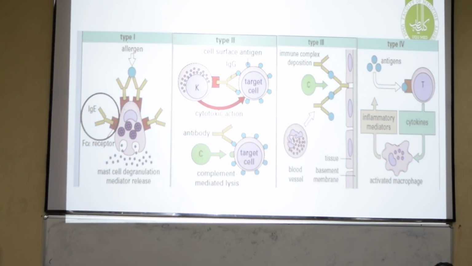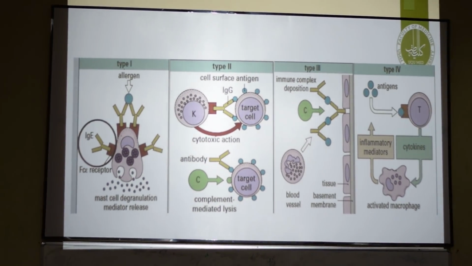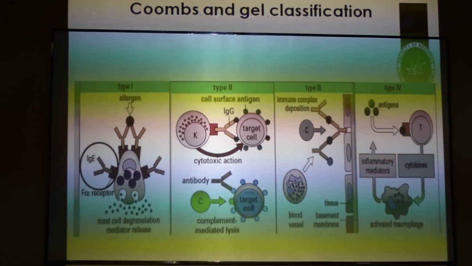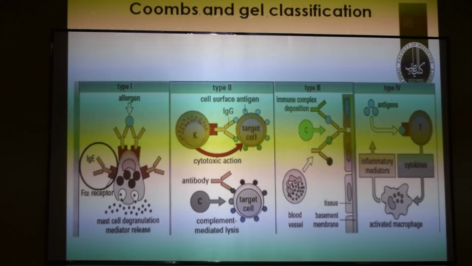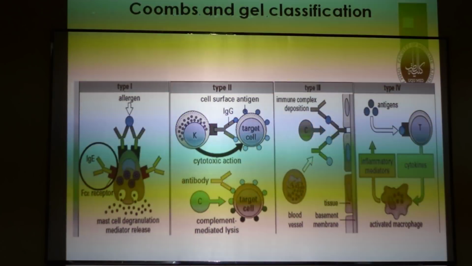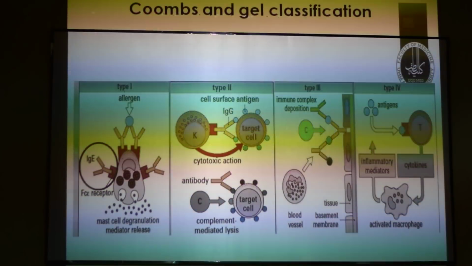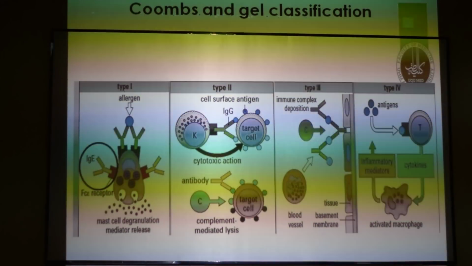Type 4 is a cell-mediated response. It's a delayed response, takes 48 to 72 hours, while type 2 and type 3 are antibody-mediated responses. Which antibodies? IgG and IgM. Now, there are certain important differences.